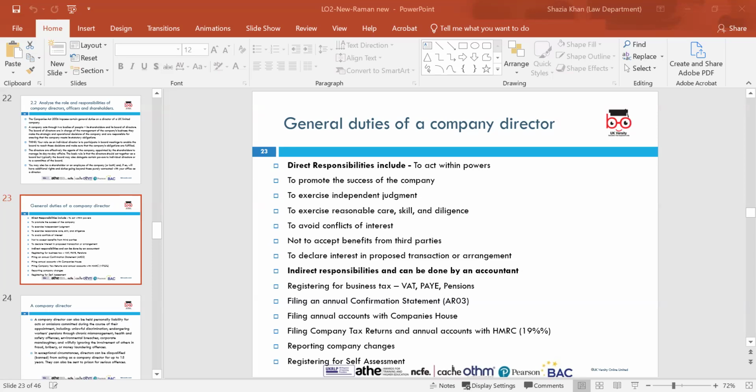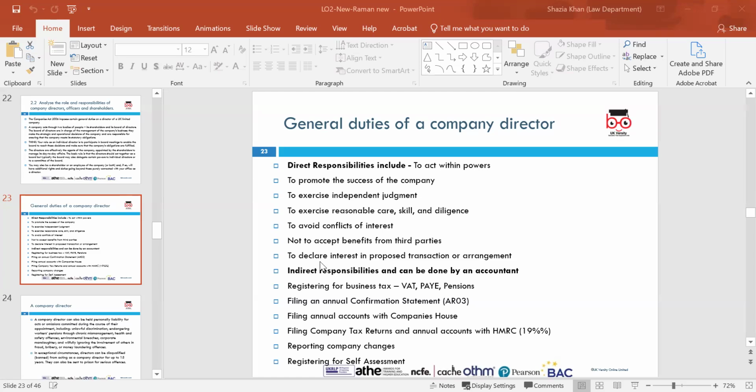And the duties could involve not accepting benefits from third parties, and that could be things like not accepting any sort of benefit from a third party because you are a director and you can't do that. And the other one, number 7, is to declare interest in proposed or existing transactions.